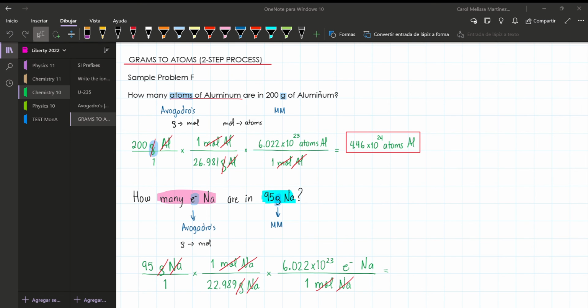So how many electrons are these? 2.49 times 10 to the 24 power. And what units are these? Electrons of sodium, that is correct.